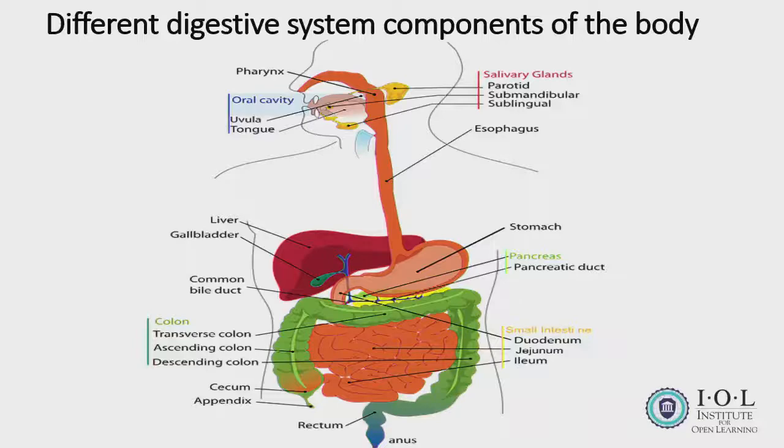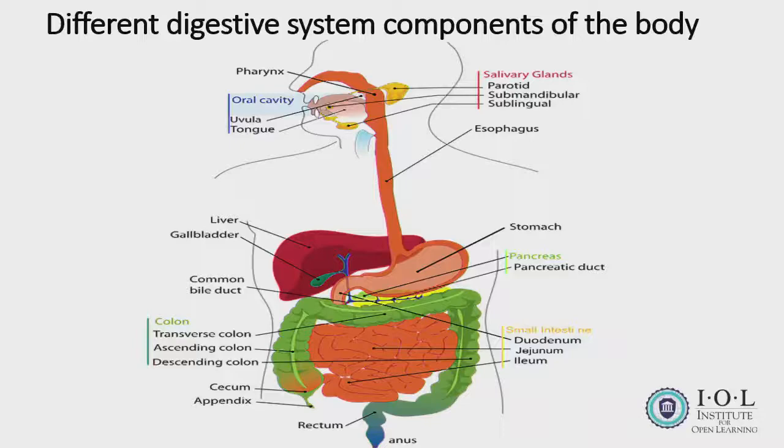The other aspect we also have to look at is the different digestive system components of the body. Our body has different parts, and the most important parts of our digestive system are, as indicated here, we'll start from the mouth part. That's where the digestive system starts. The pharynx is the voice box sort of component. Here you have the oral cavity, that's the mouth part, and down there you have the tongue.